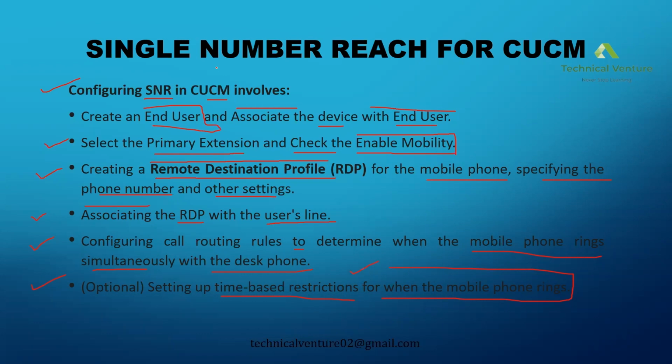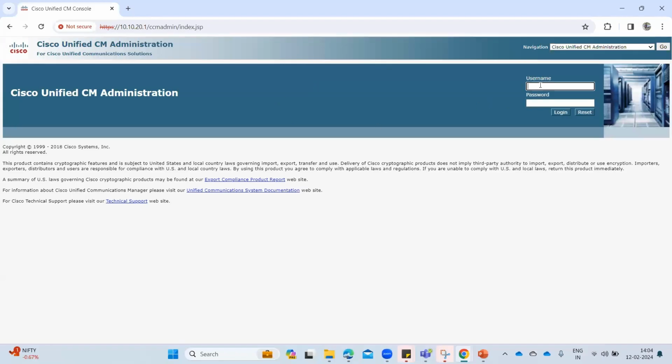So these all are the things we need to do in our call manager, right? So let me go to the call manager and there I'll show you how we can configure all these things. Let me log in on my call manager. So first, what we will do on our call manager is I will add a particular phone. I can say the hard phone.